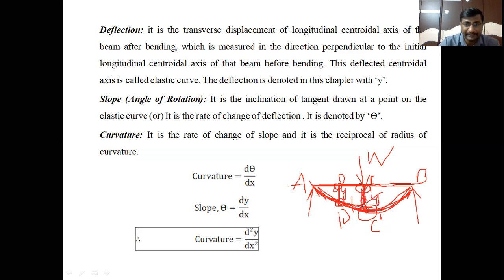This is the y, maximum deflection at the center. This is the y somewhere else at a distance from one end. So D is deflected in the vertical downward direction during bending of a beam. This vertical displacement is called the deflection. Clear, students?